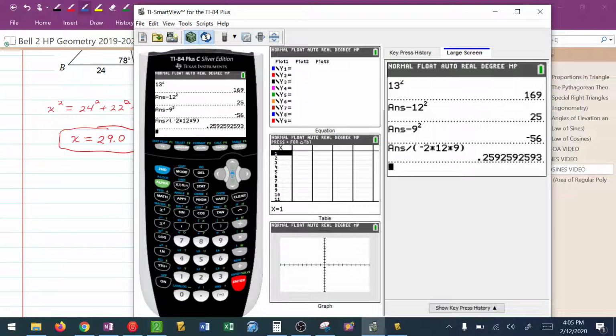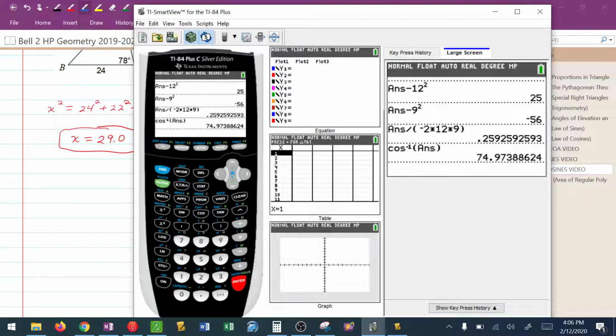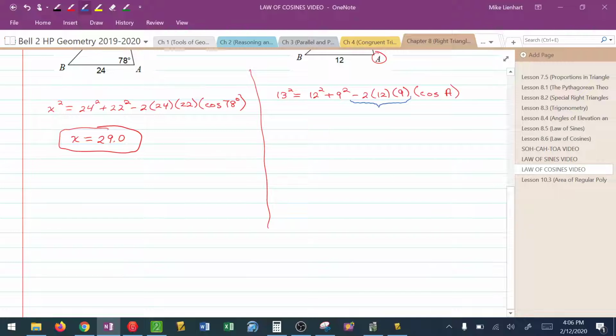To find an angle in trig, we use inverse trig. So I'm going to take the inverse cosine of this decimal, which I'm going to have the calculator help me do. Second answer, close it off, equals, and round to the nearest degree, which would be 75 degrees. So I know that angle A is 75 degrees.